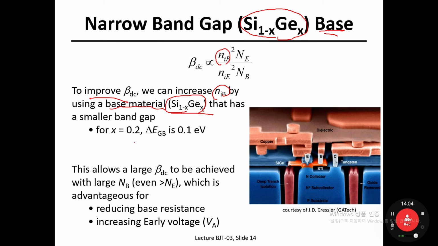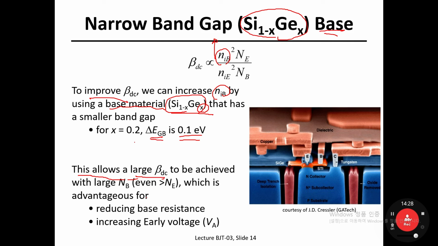So what if 20% germanium has been included in the silicon? Then the delta EG bandgap narrowing is up to about 0.1 electron volt. This is good news because we can increase the n sub i value. Okay, so this technique, a silicon germanium based material, can allow us to have a very large beta value.